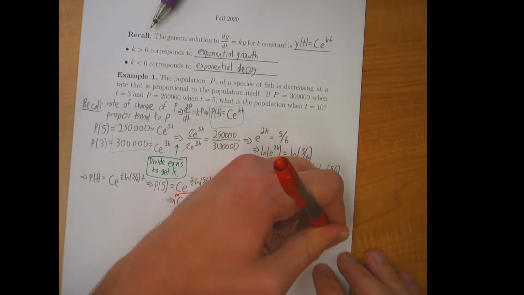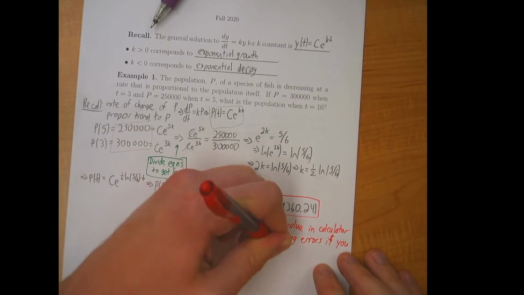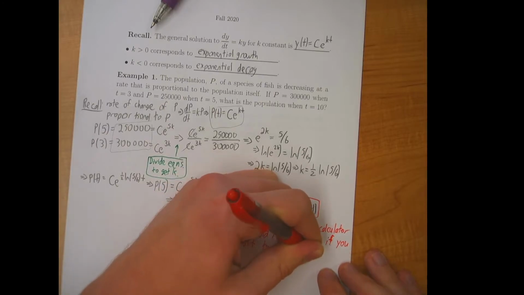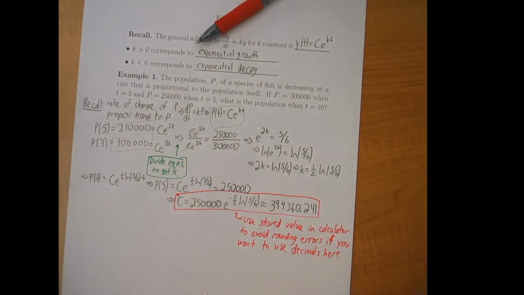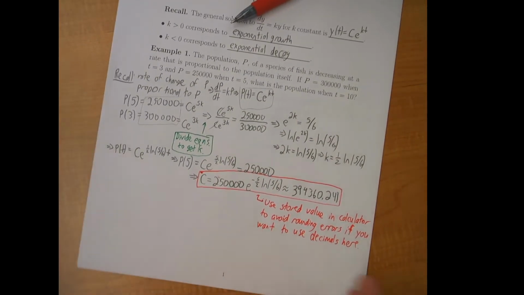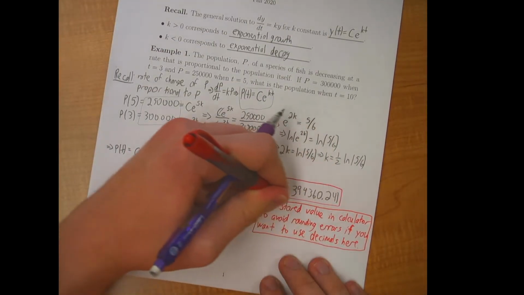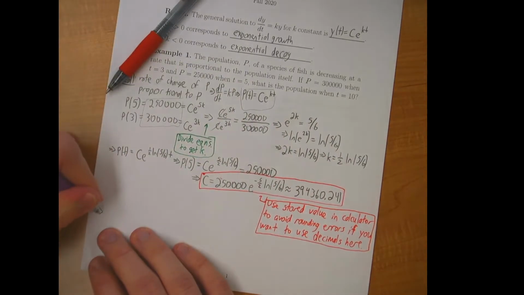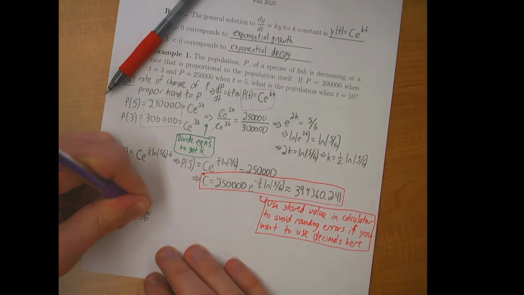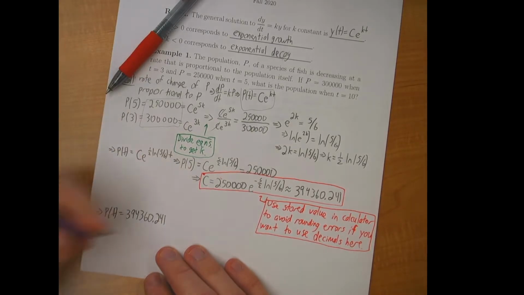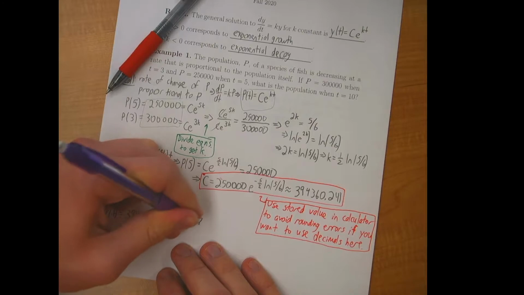If you want to use decimals here, okay? What that says is that if you do end up wanting to use the decimal approximation, that means that P of t, with this reasoning, is 394,360.241 times e to the t times natural log of 5/6 over 2.